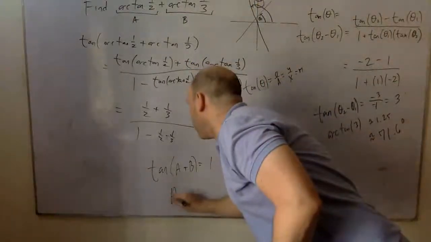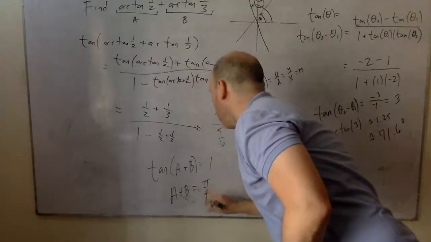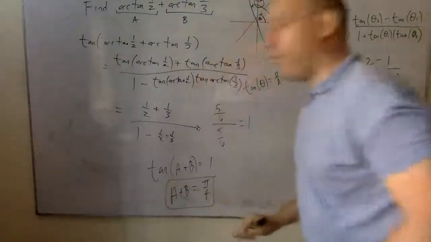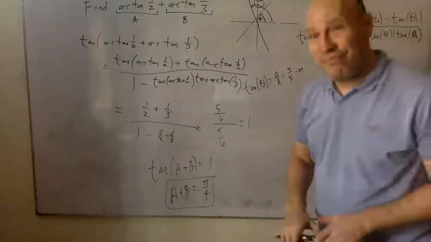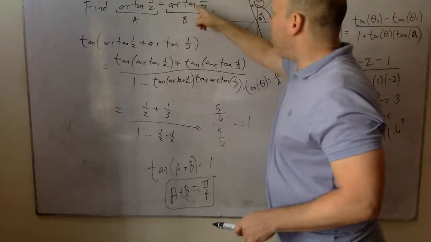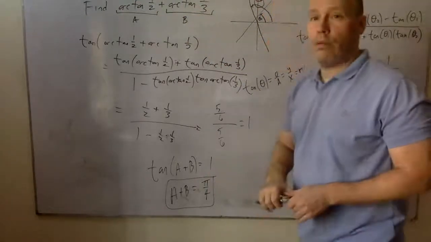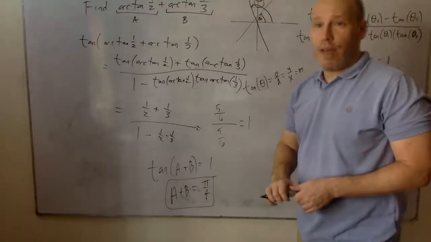Therefore, this is kind of cool. You ready for this? The sum of the arctans is equal to pi over 4. That means the arctan of a half plus the arctan of a third equals pi over 4. Right?